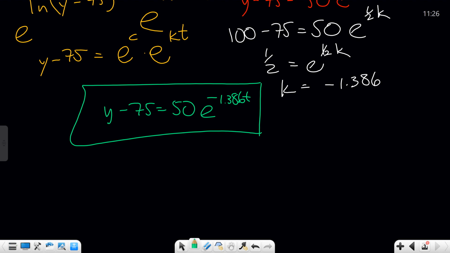And again, we can answer all kinds of questions. What's the temperature of it at 6 hours? How long will it take for the temperature to reach 65 degrees? Let's do that one. How long will it take for the temperature to reach 65 degrees?